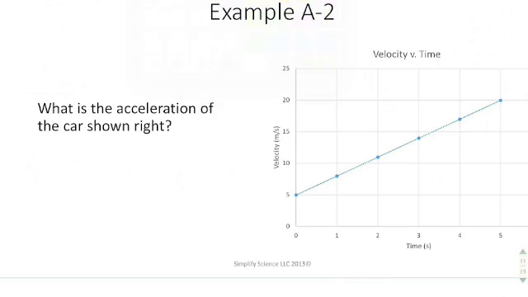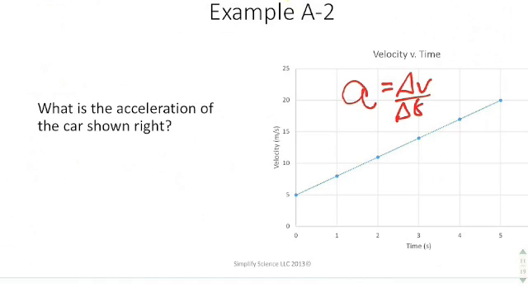This question says, what is the acceleration of the car shown, right? So once again, we have the same graph, but instead of asking for the displacement or something along those lines, this question is asking us to determine the acceleration. Remember, the acceleration is determined by the slope. It's the change in velocity over time.